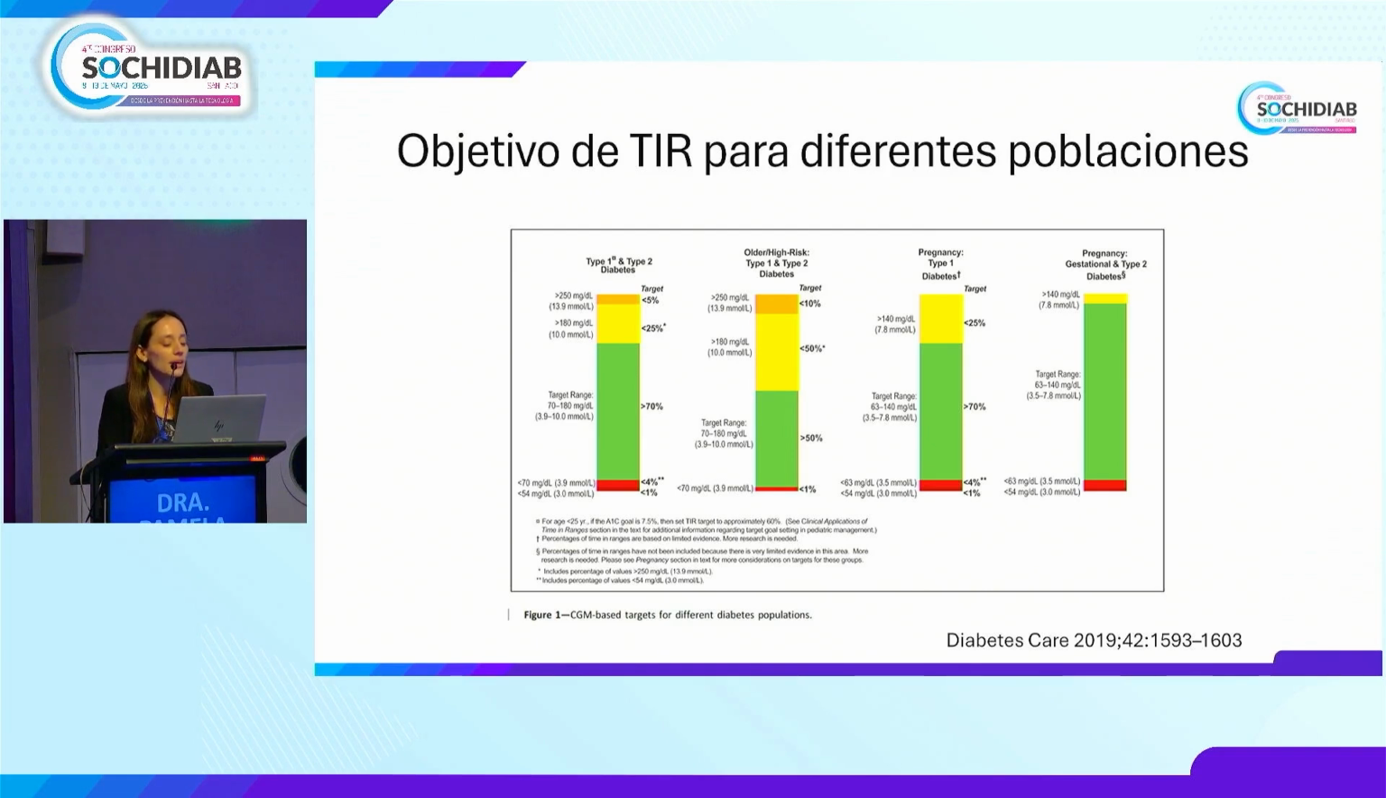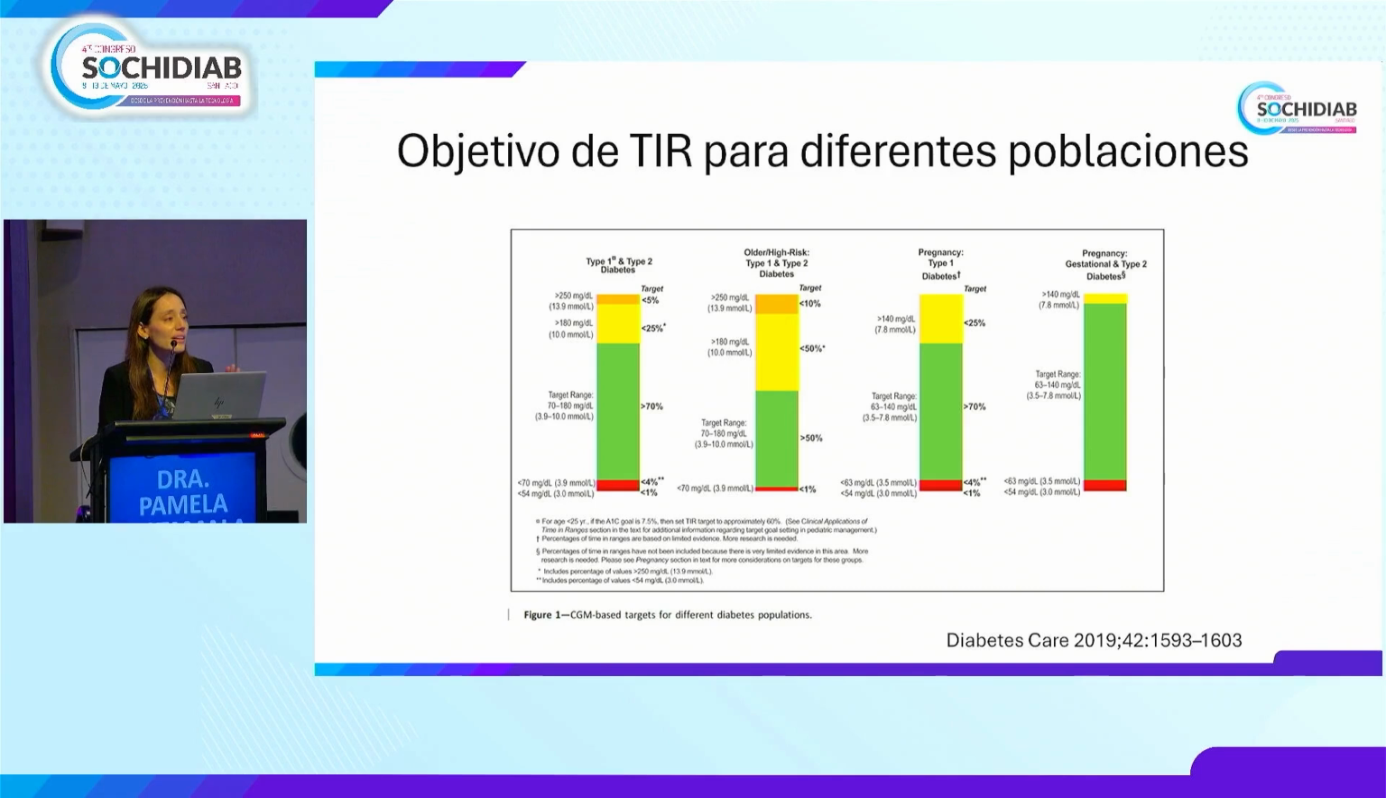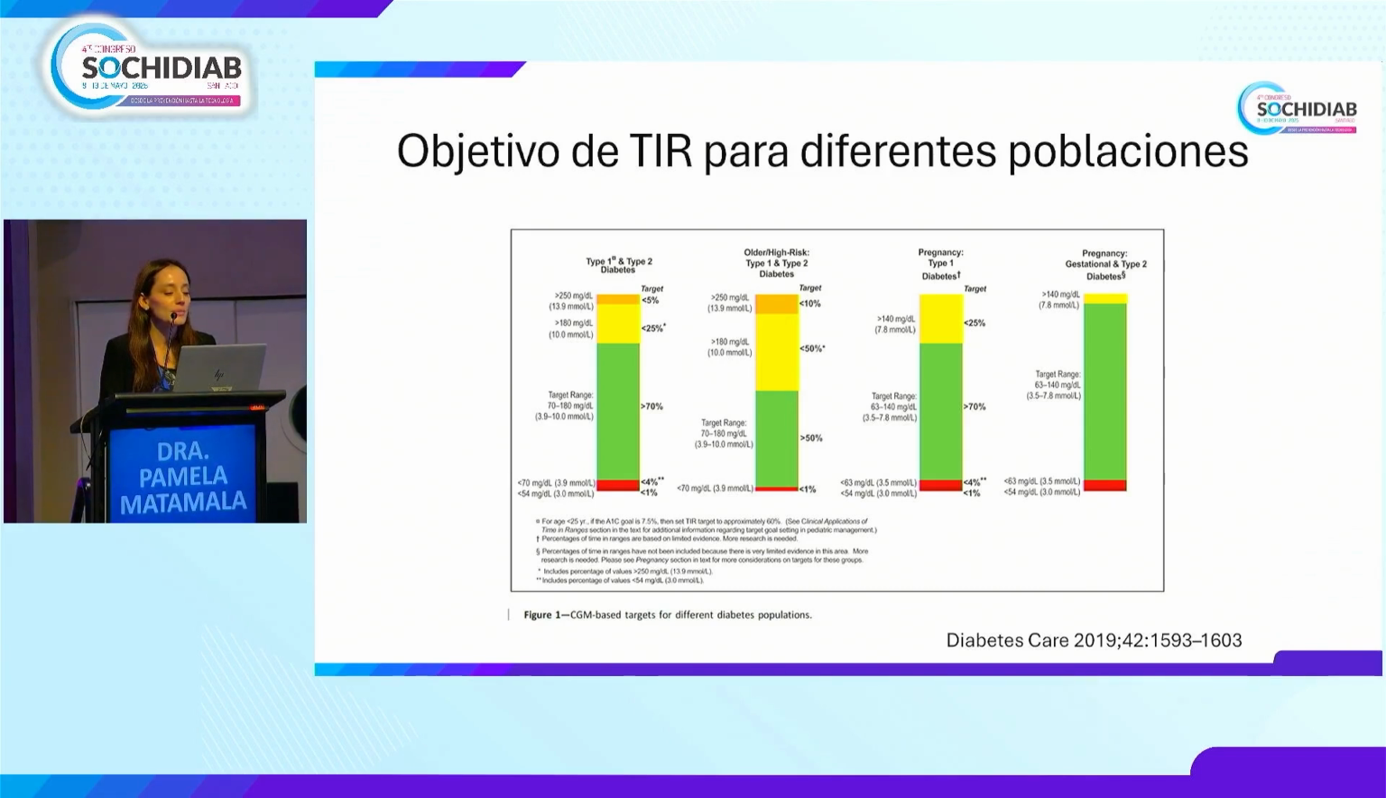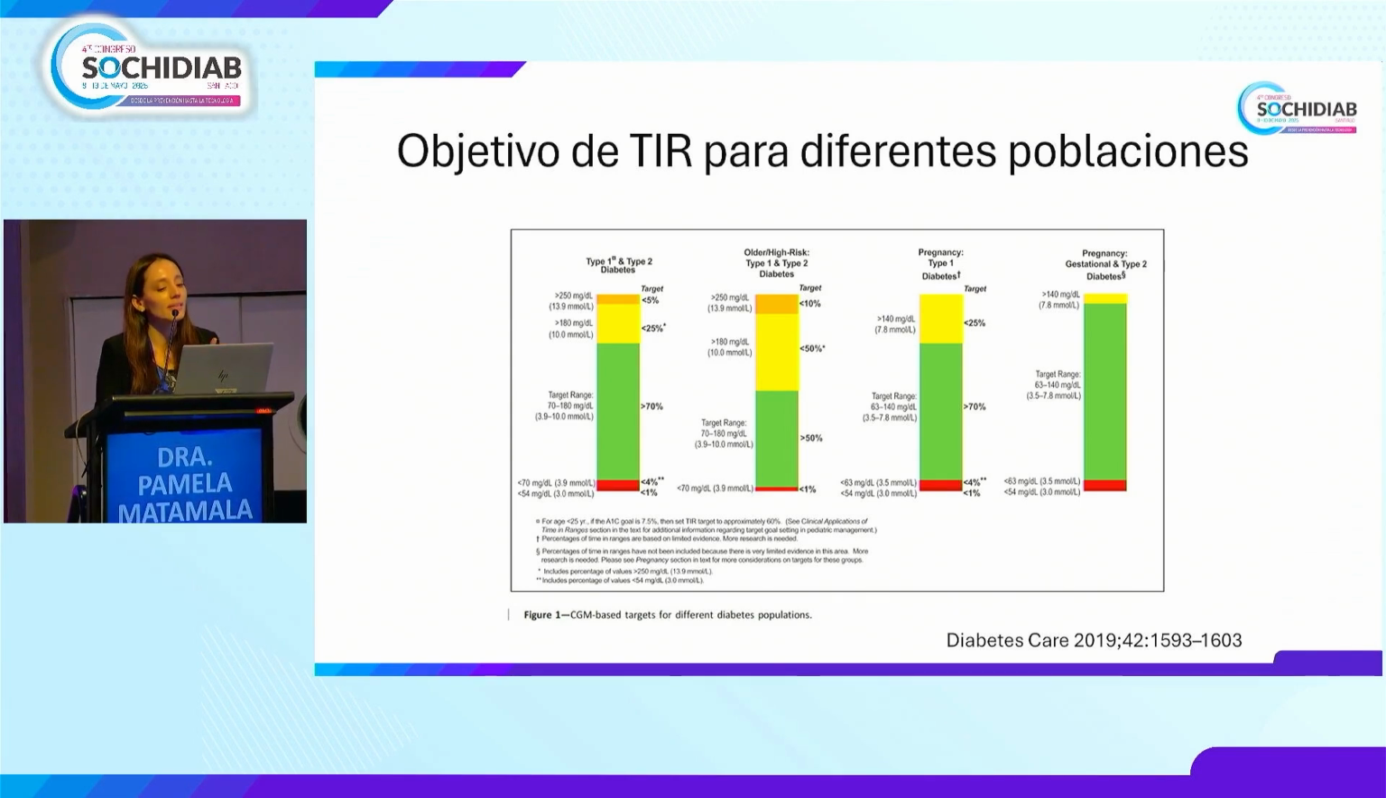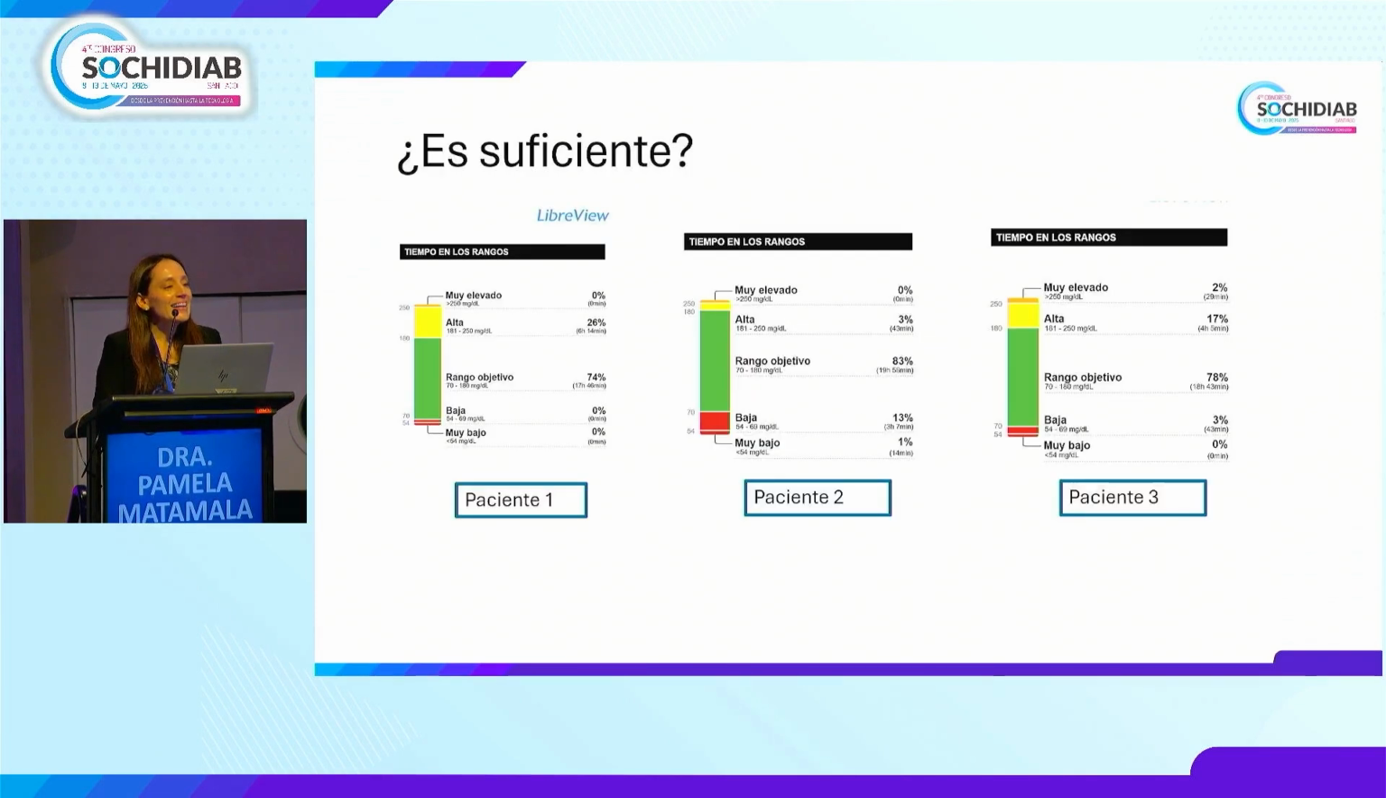What are the objectives for the patients? You know about this, but for type 1 and 2 diabetes, it is over 70% time in range. However, for elderly patients, fragile patients, or those at greater risk of hypoglycemia, the main objective is to limit time in hypoglycemia to less than 1%, with looser targets equivalent to an HbA1c of 7.5%. In pregnancy with type 1 diabetes or gestational diabetes, we will have stricter targets.